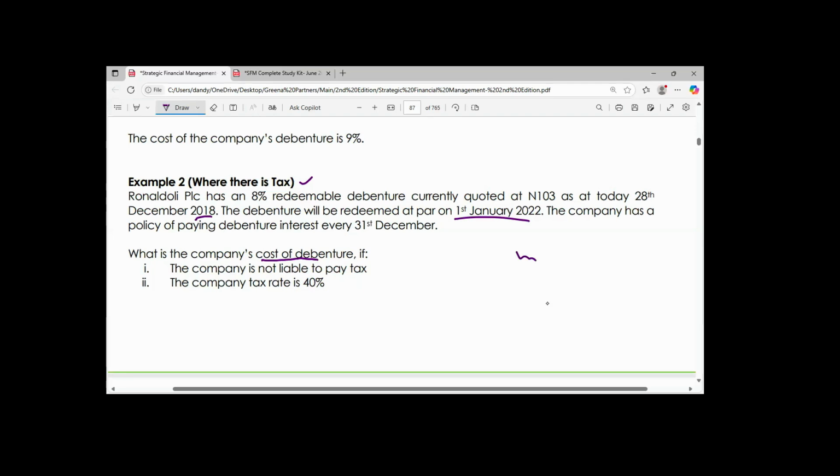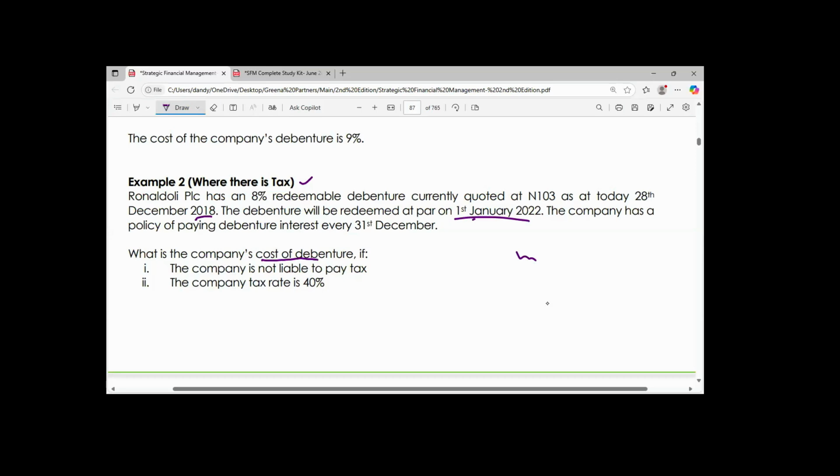In 2019, it's a complete 12 months. 2020 is a complete 12 months. 2021 is a complete 12 months. 2022 is 1st of January, which is not up to a year. It's not even up to a month. Therefore, the life of this particular debenture is 3 years. So that means this debenture will be redeemed at par in 3 years' time. You must be able to interpret because some average students count from 2018 to 2022, which is wrong. You have to count 12 months before you can recognize a year.